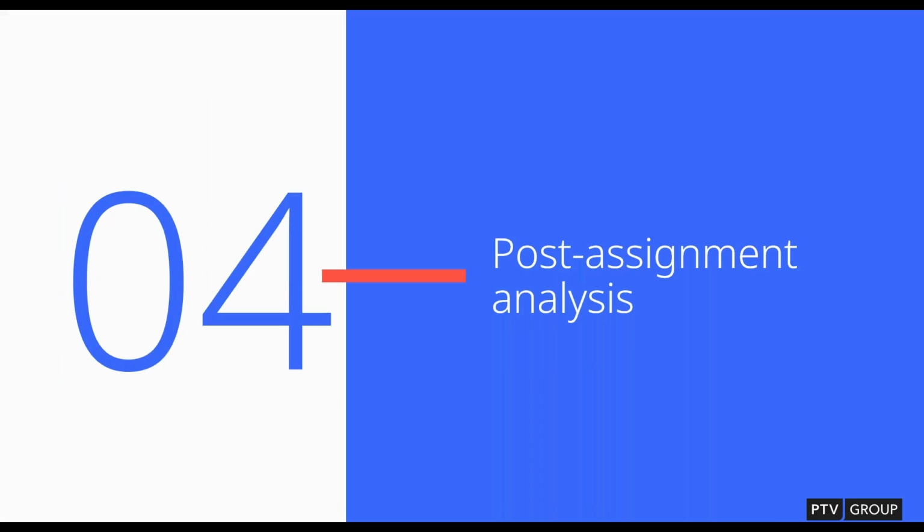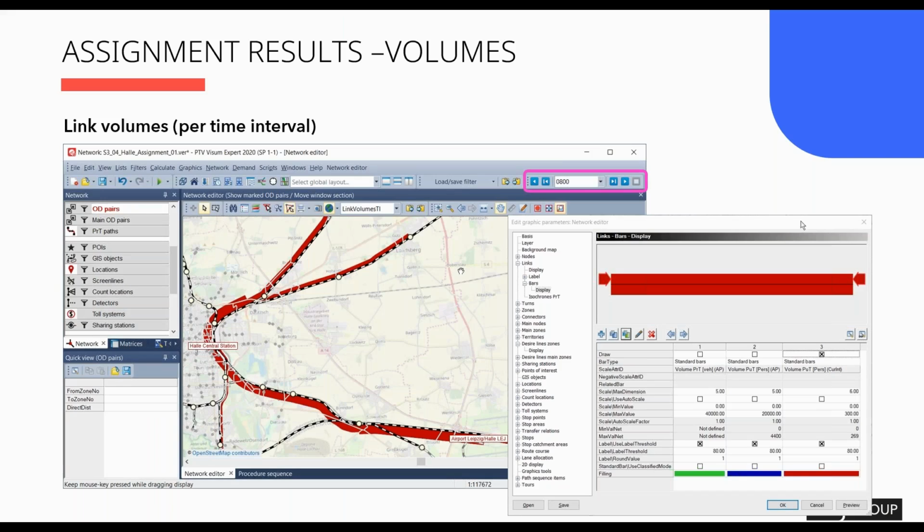All right, we're going to talk a little bit now about options for post-assignment analysis. The simplest version we have here is your standard link volumes. In the case of the timetable-based assignment, you do also have the ability to vary these across the time intervals, and you'll see the highlighted section up here. You'll get this time, and you're able to step through the model and see how those link bars get generated.